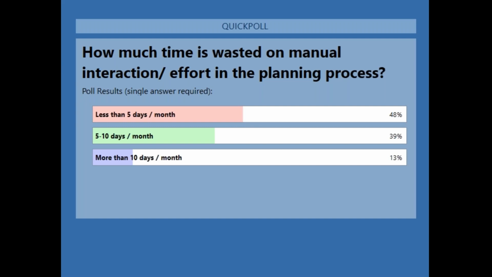Looking pretty consistent with what we see. Less than 5 days a month is the leader there, followed by 5 to 10 days as a close second. The amount of effort within planning and versioning can increase incrementally as you wrap up new versions. That will really set the stage for what we'll discuss next and how you can optimize these processes, becoming more efficient and more accurate.